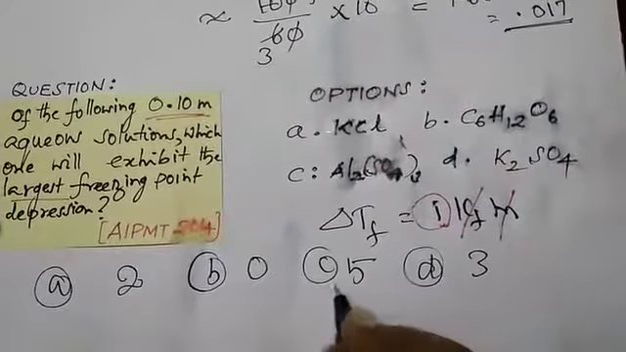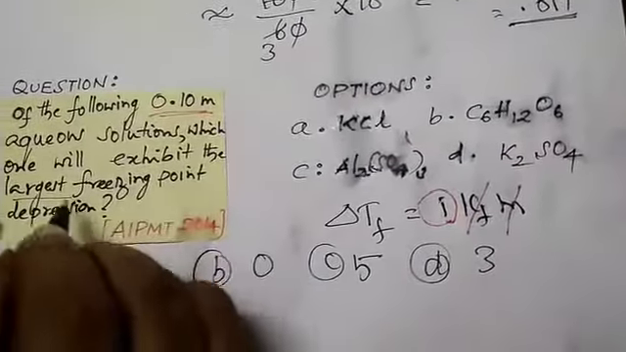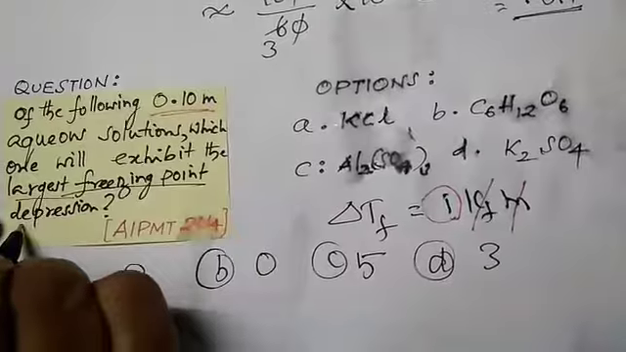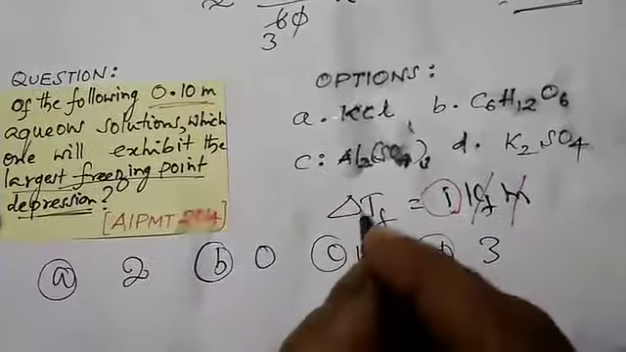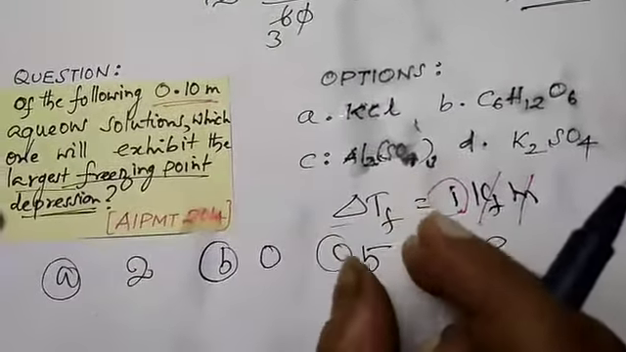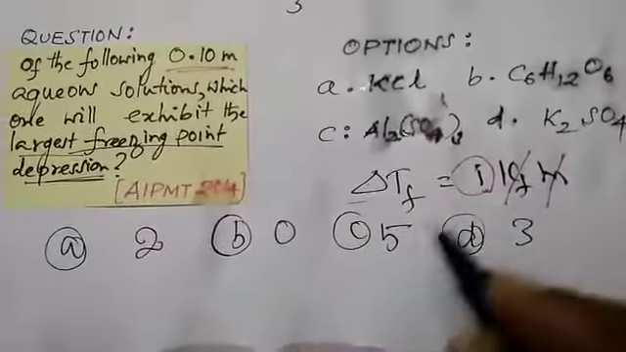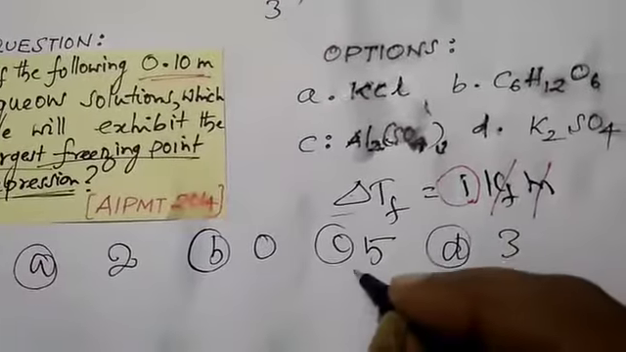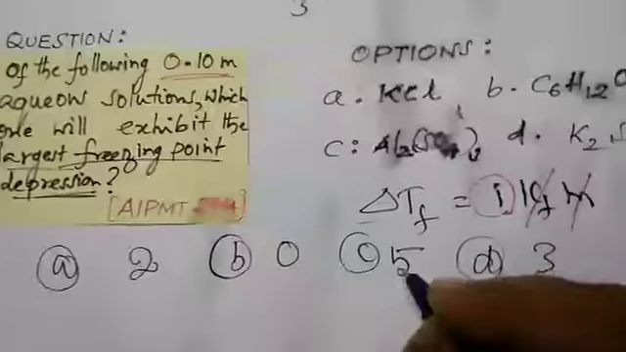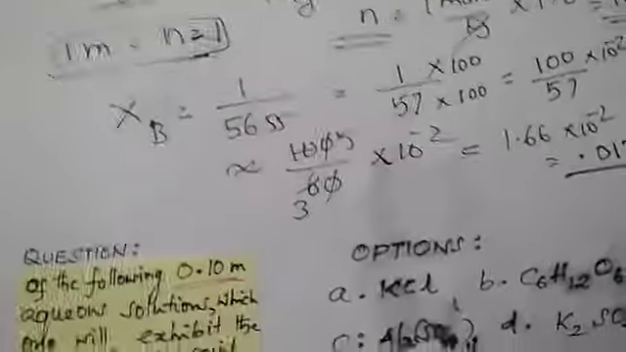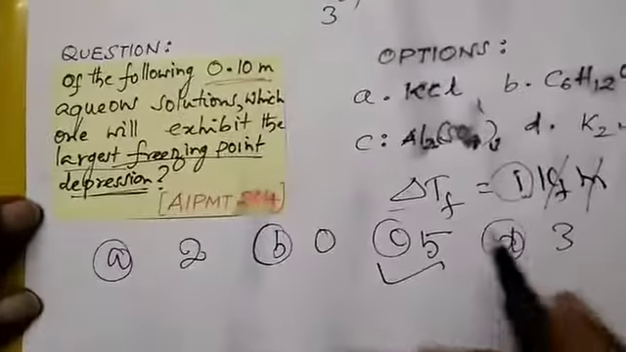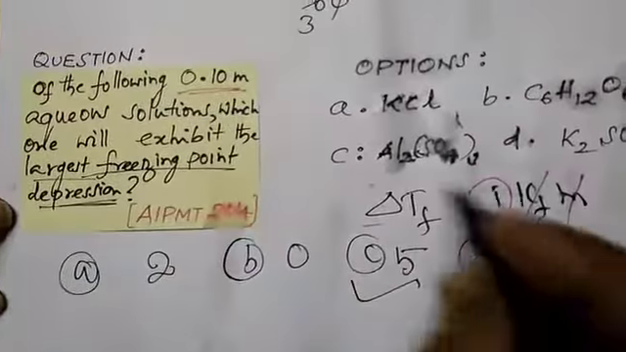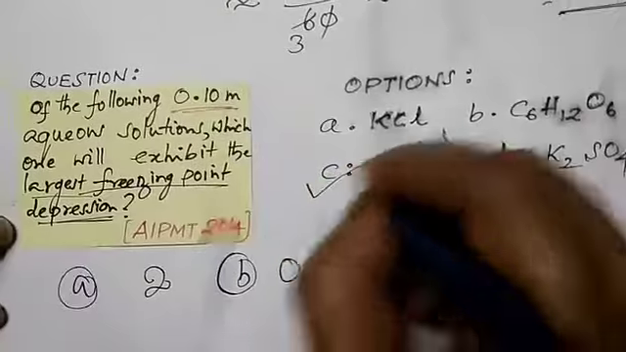They are asking for the largest freezing point depression, which is the difference. So more i, more difference. Who has more i? This is 5. C has the most i. So I am putting this one. Okay, children, this is according to the question. Of course, more i, more difference, you can find out.